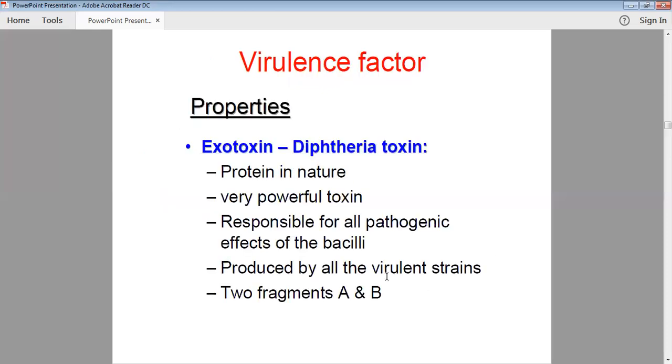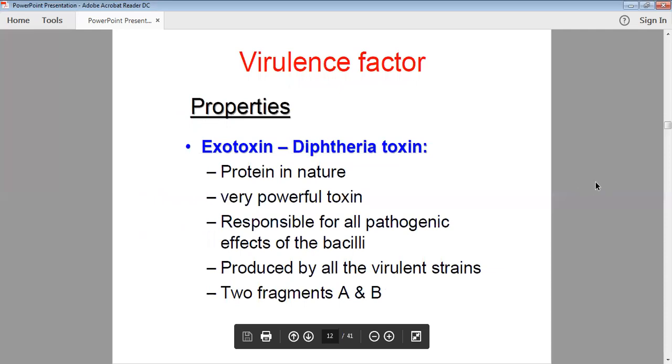Two fragments. Again, I am telling about B. When we use the toxoid and stimulate the immune system, the antibody formed against B is very protective compared to A. A is actually the proper action. What is the mechanism? Elongation factor inhibition by A. Protein synthesis is blocked by fragment A. Cell death, all the mechanism is due to fragment A.